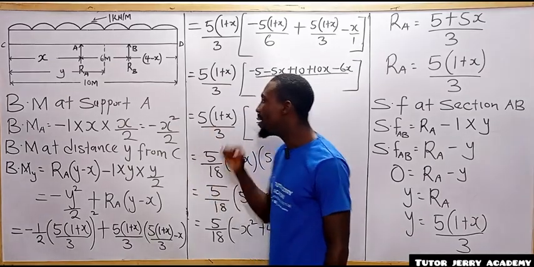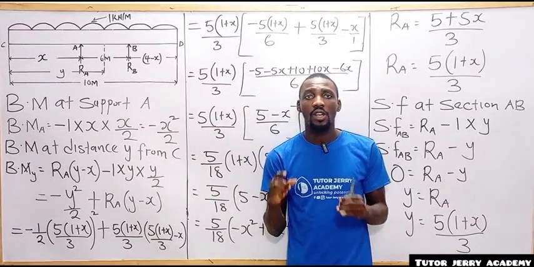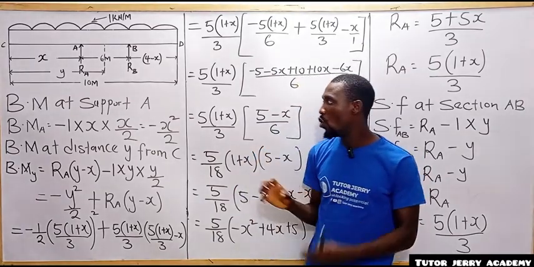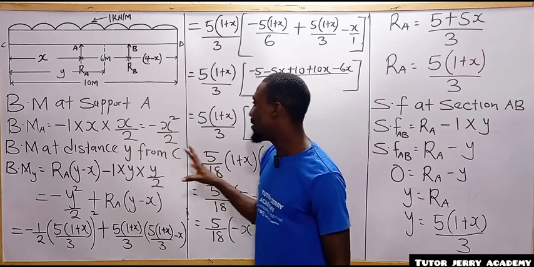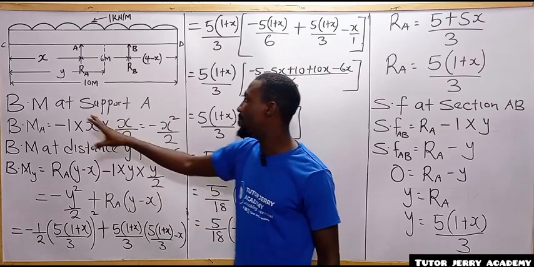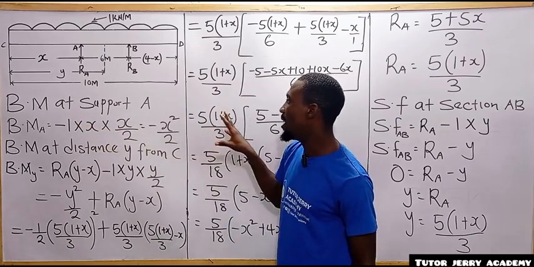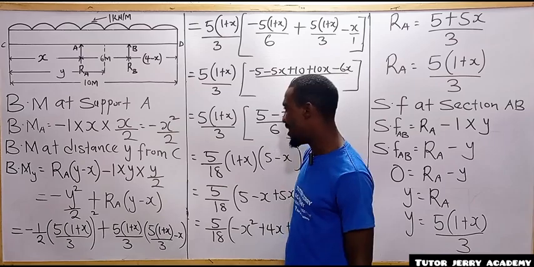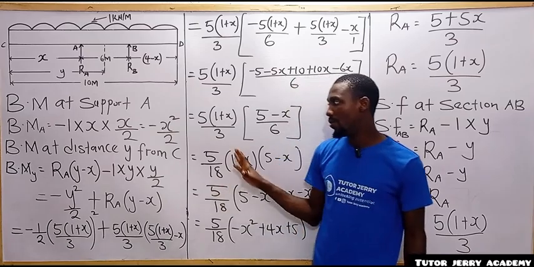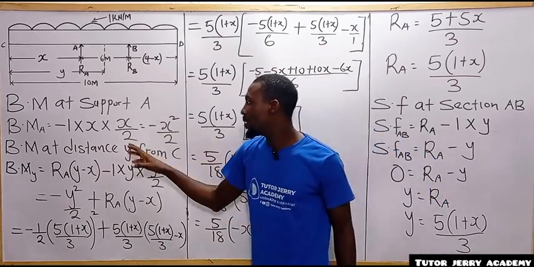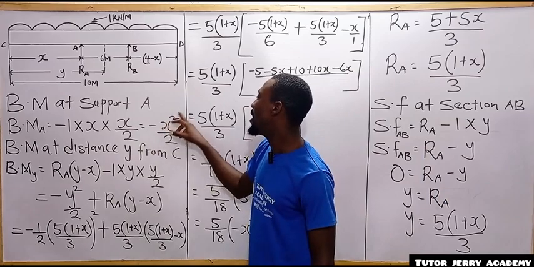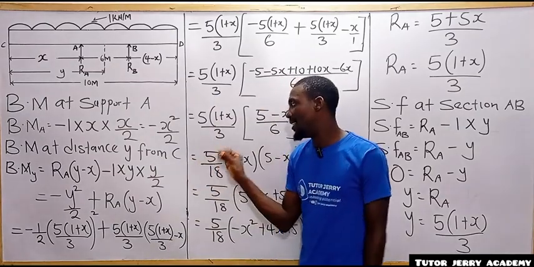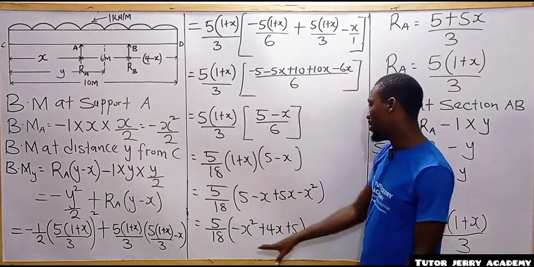So now it means that for this beam to be as small as possible, we are going to say that the bending moment at support A must be equal to the bending moment at distance y from C. And the bending moment at support A is negative s squared over 2. And then the bending moment at a distance y from C is this.